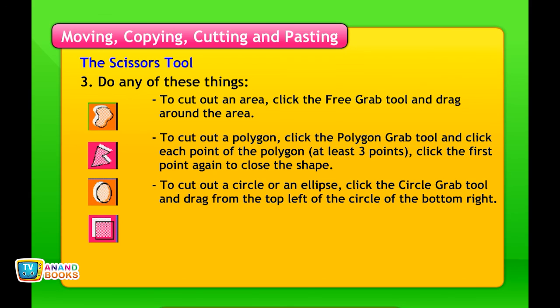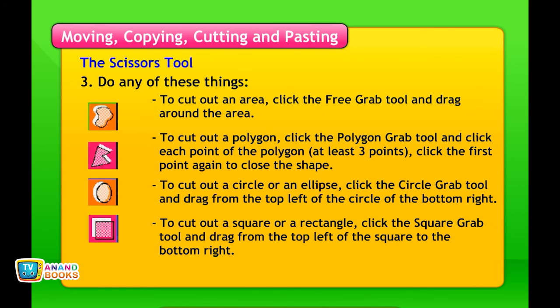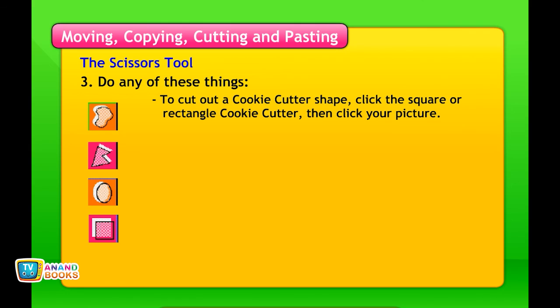To cut out a circle or an ellipse, click the circle grab tool and drag from the top left of the circle to the bottom right. To cut out a square or a rectangle, click the square grab tool and drag from the top left of the square to the bottom right. To cut out a cookie cutter shape, click the square or rectangle cookie cutter, then click your picture. Use the up and down arrows to see more shapes.